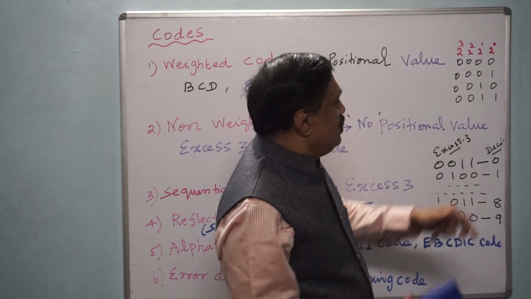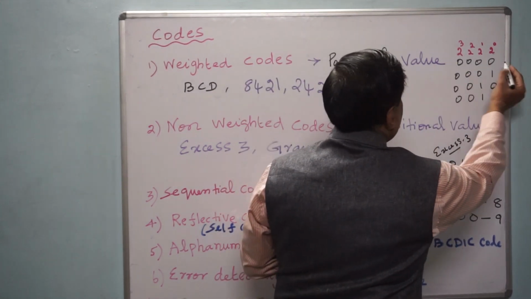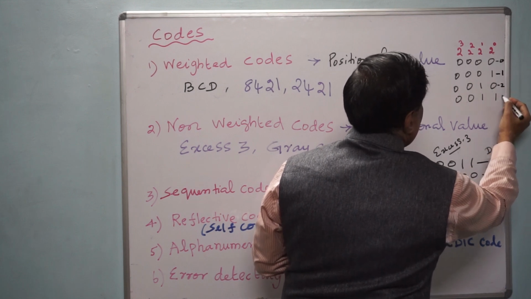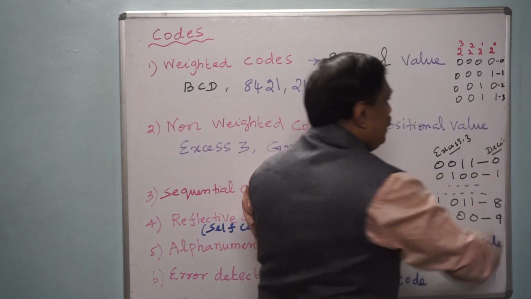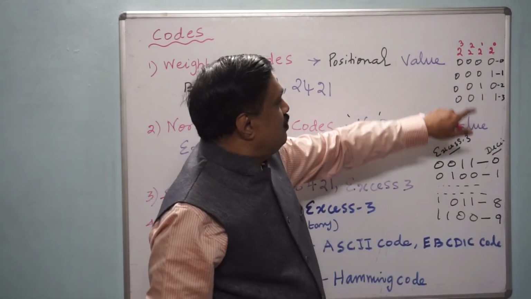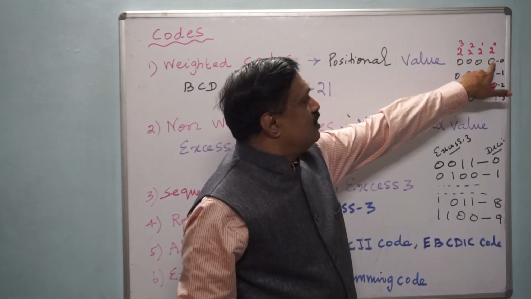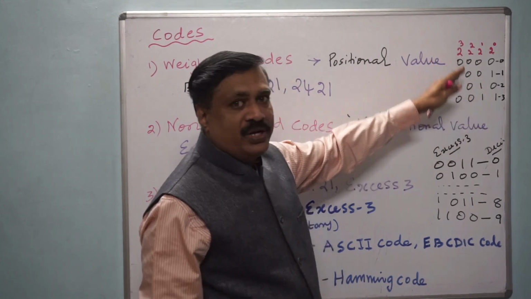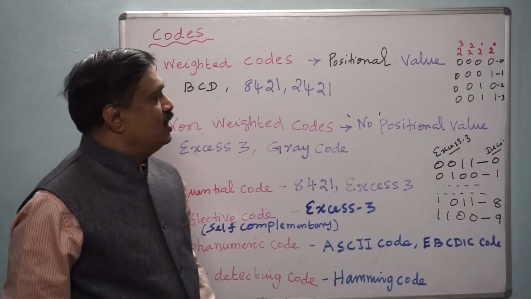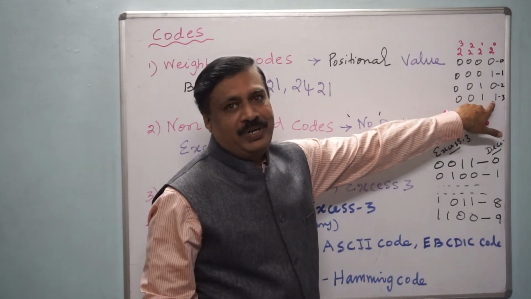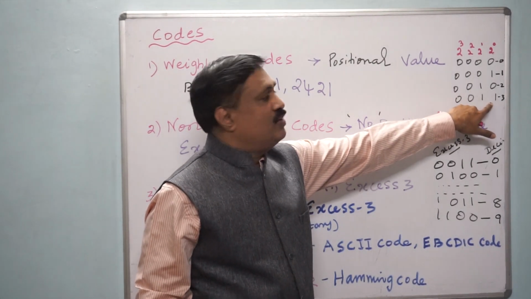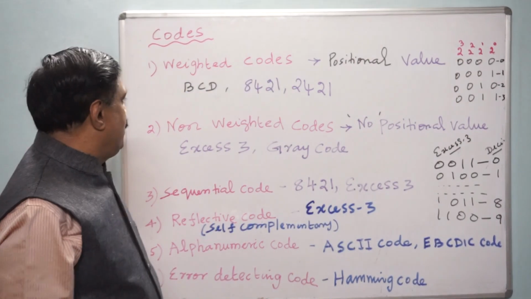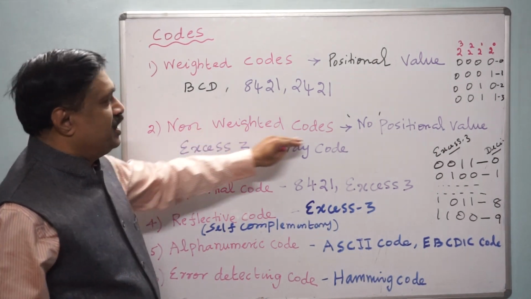Here 0000 is equal to 0. That means this is the BCD for 0, this is for 1, this is for 2, this is for 3, and let us proceed like this. This place value is 2 power 0, 2 power 1, 2 power 2, 2 power 3. Therefore, it is called weighted code. Each digit in a particular position has some weightage, which is represented by 2 power 0, 1, 2, 3 like this.